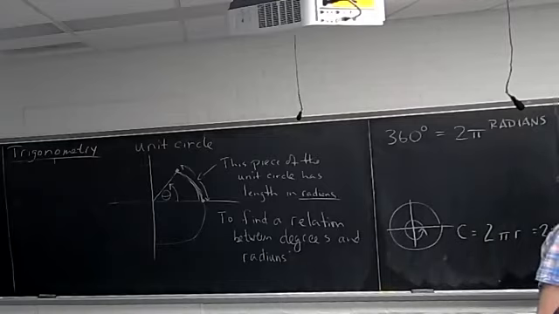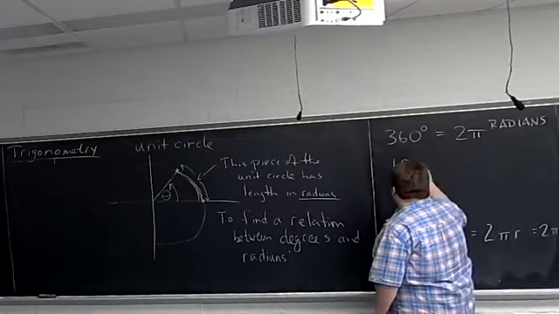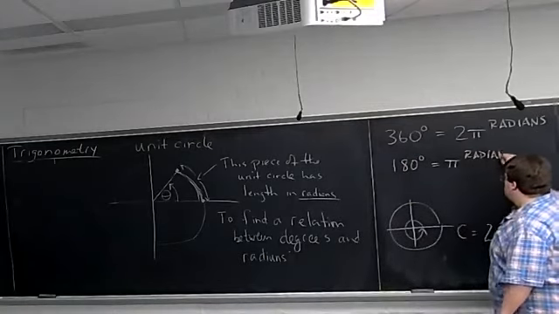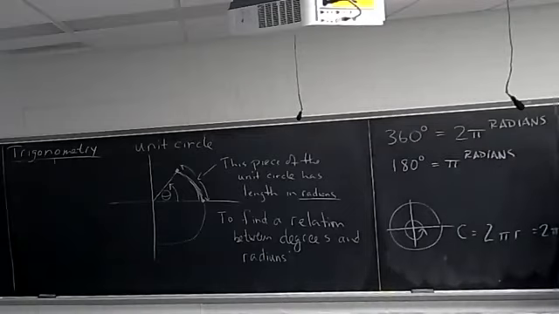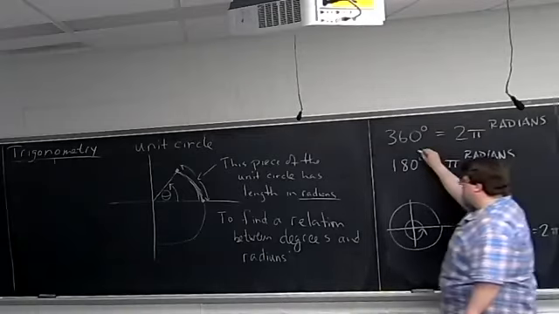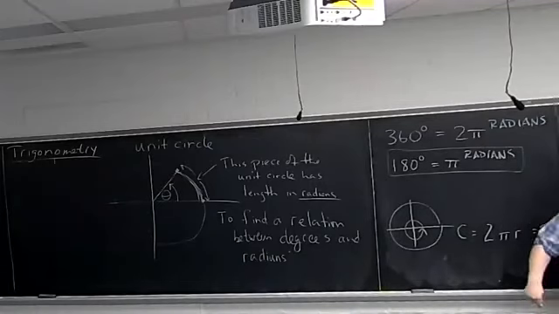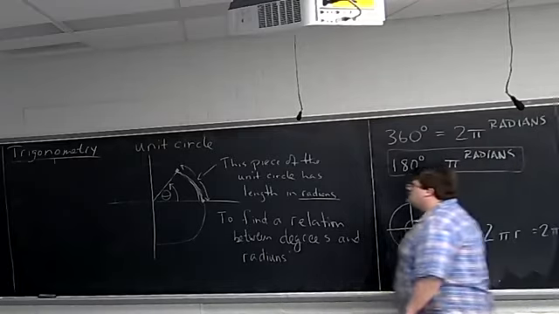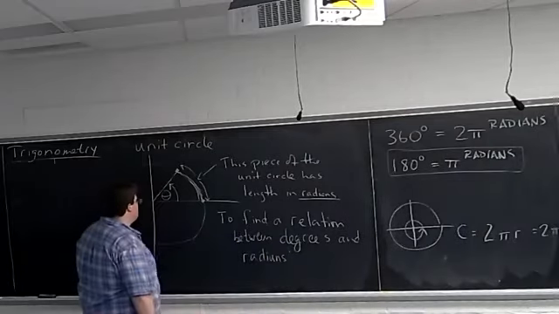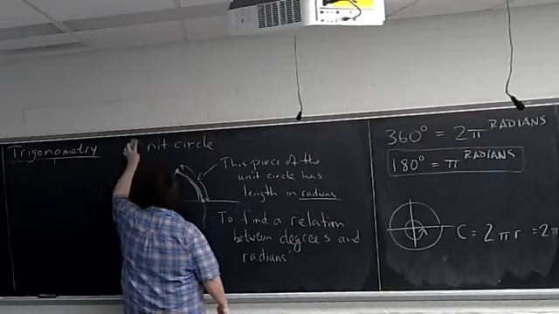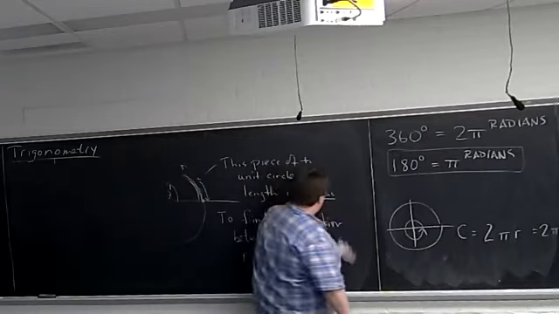Now, 360 and 2 pi, now this conversion can be reduced, because both sides have a 2. Divide both sides by 2, you get 180 degrees is pi radians. And this gives us a way to convert between angles and degrees. Any questions about that? So let's use it and then use it more.